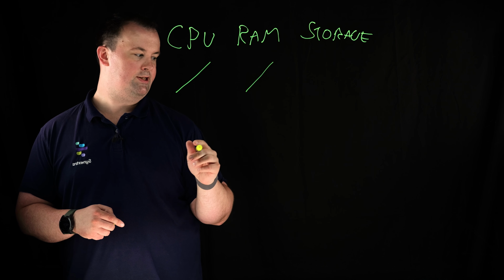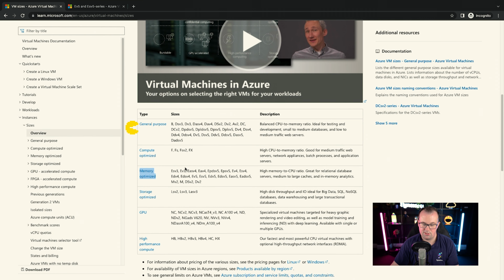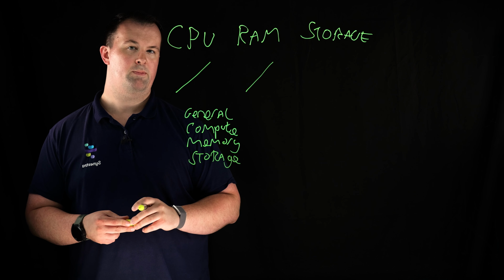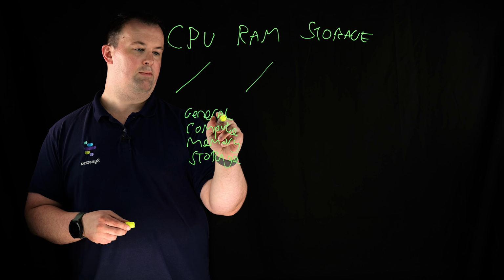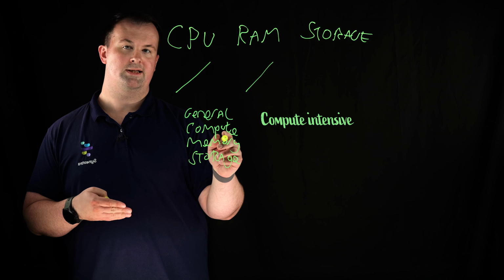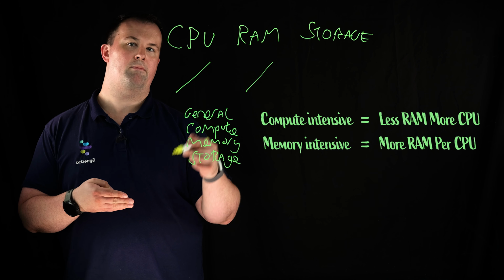There's different types of machines and different classifications and different SKUs. So in Azure, we have things like our general purpose, compute-optimized, memory-optimized, storage-optimized, GPU and high-performance compute. All of these will scale their CPU to RAM at different ratios. For example, 4 CPUs, 8 gig of RAM, or 4 CPUs, 16 gig of RAM. If it's more compute intensive, you'll have less RAM, more CPUs. If it's memory intensive, you'll have more RAM per CPU core.